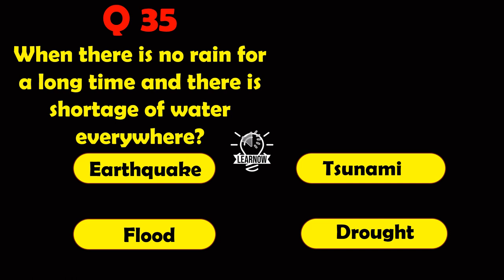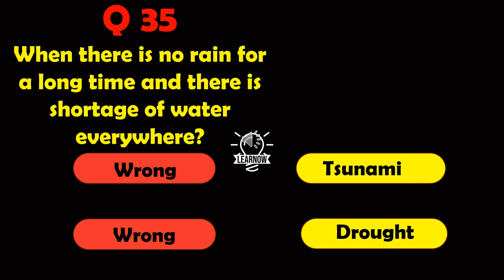So we all know in an earthquake there is a shaking of the earth, so that cannot be shortage of water, so earthquake is wrong. And again, flood, in flood we know there is a lot of water, there is water everywhere, so flood is also wrong. And again, in tsunami there will be a lot of water, or the sea waves coming to the land, so that means tsunami is also wrong. So we are left with drought.